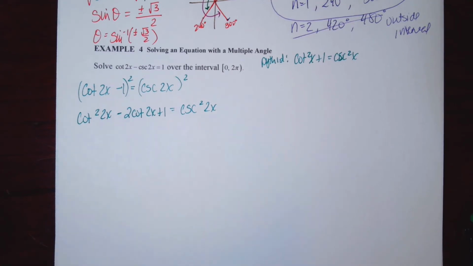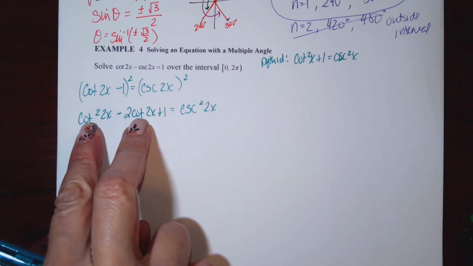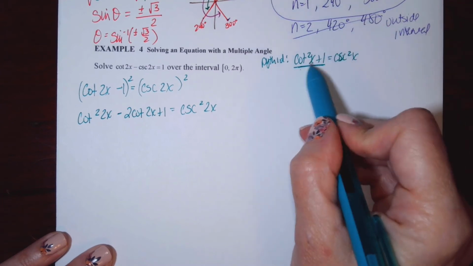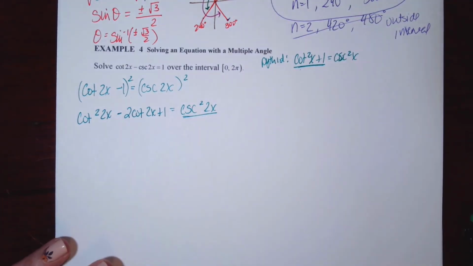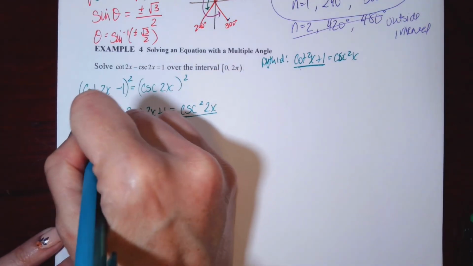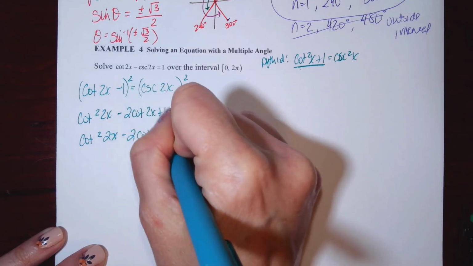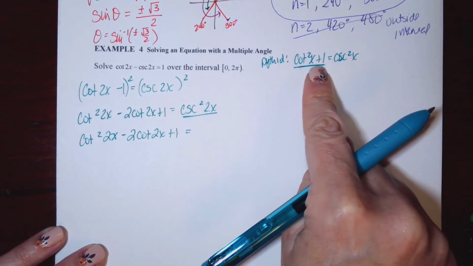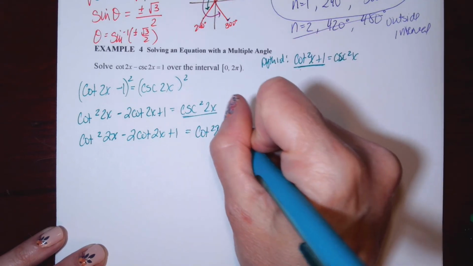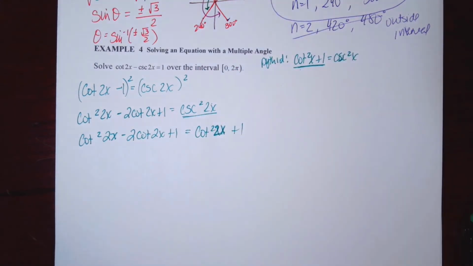All right, need to do a substitution so that everything matches. I've got 2 terms with cotangent. So I'm going to substitute cotangent squared x plus 1 for cosecant squared. Now, it's 2x, not x. That's my argument that I'm dealing with. So I've got cotangent squared of 2x minus 2 cotangent of 2x plus 1 equals, substitution, cotangent squared 2x plus 1. My argument is 2x because that's what my argument is here.